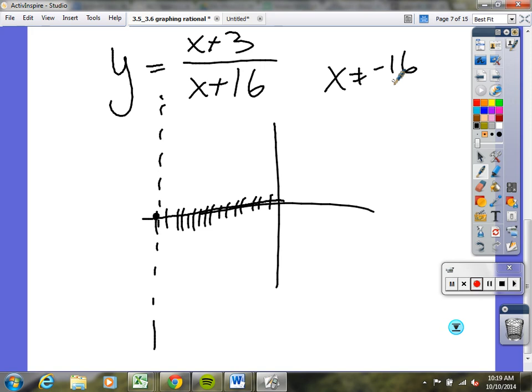Who takes over, the x or the 16 on the bottom? The x does, right? So all we got to look at is here. Divide. What does x divided by x come to look like? 1. Sooner or later, my horizontal asymptote is going to be 1.